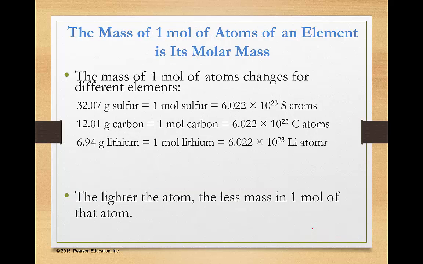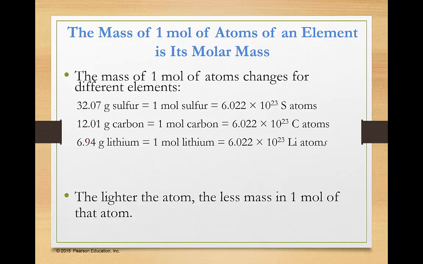All right, so let's explore this idea a little more. The mass of 1 mole of atoms of an element is its molar mass. So, sulfur: 1 mole of sulfur is 32.07 grams of sulfur. It is 6.022 times 10 to the 23rd atoms of sulfur. Notice here, if I have 1 mole of something, I always have this number of atoms. The mass is what changes. For sulfur, 32.07; carbon, 12.01; lithium, 6.94.